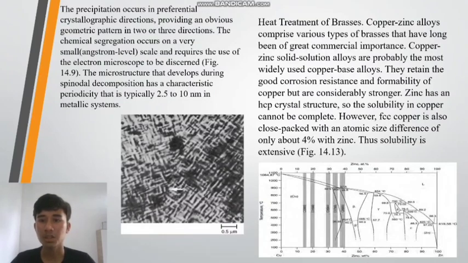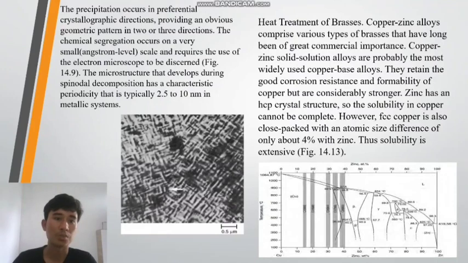The chemical segregation occurs on a very small angstrom level scale and requires the use of the electron microscope to be discerned. Figure 14.9. The microstructure that develops during spinodal decomposition has a characteristic periodicity that is typically 2.5 to 10 nanometers in metallic systems.